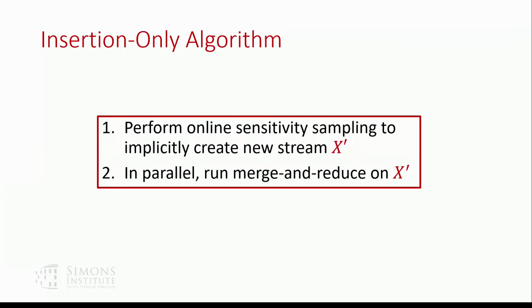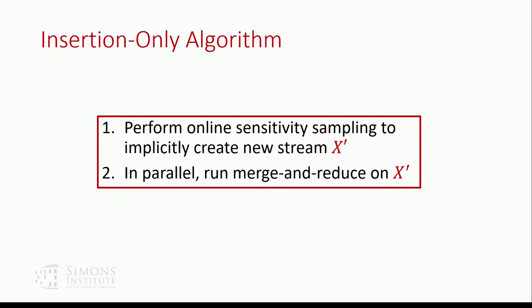OK, so what's the point of all of this? Well, we can perform online sensitivity sampling. And this will give us a new stream, x prime. X prime you could think of as just the points that we sampled. So this stream will have points like k squared, d squared, epsilon squared, whatever, some factors in k, d, epsilon, 1 over epsilon, and polylog n over delta, right?